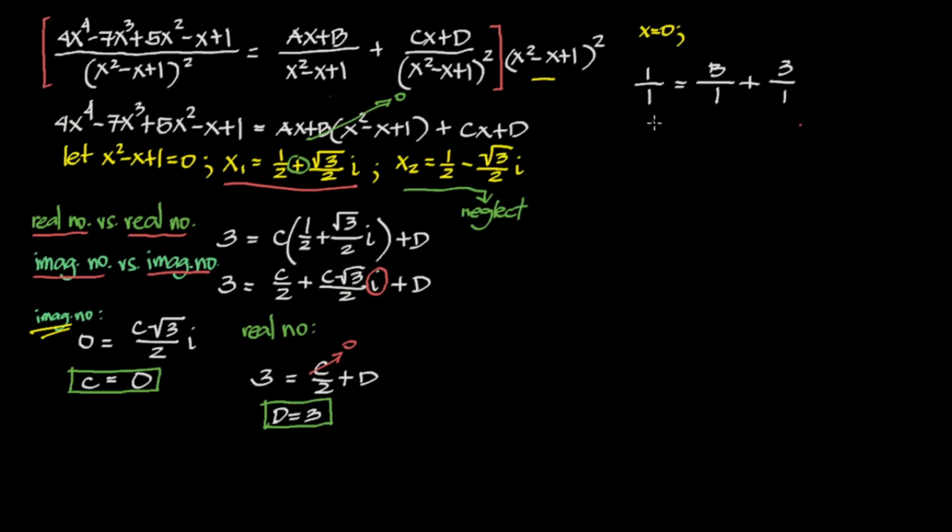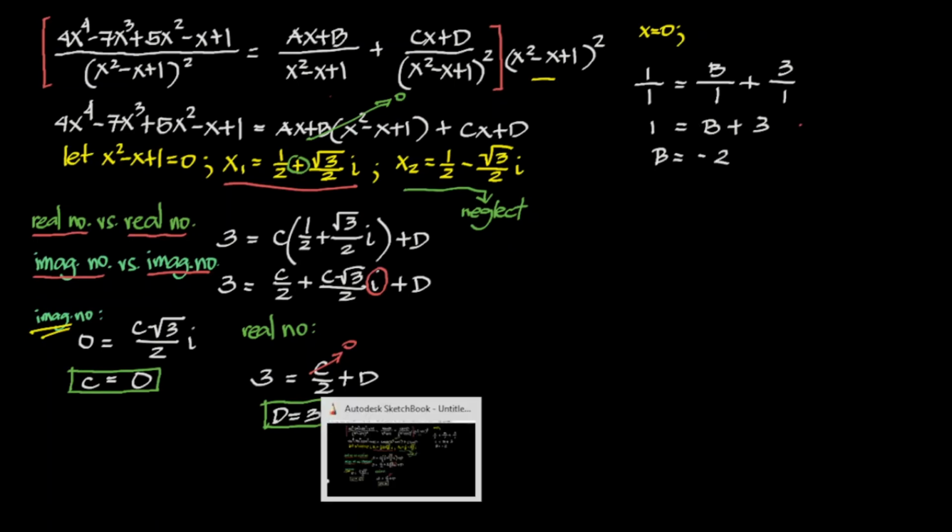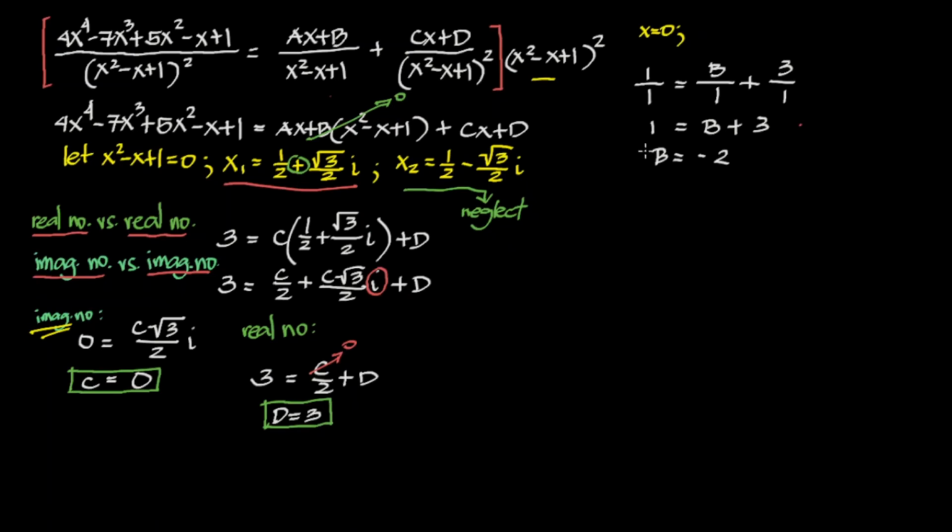Okay, so we can now get the value of b. So this one, we can rewrite this one. So we have 1 over 1 is equal to 1, b over 1, that's b, plus 3 over 1 is 3. So we conclude that the value of b is negative, tama ba? Negative 2. Alright. Okay, so yan yung value ni b.